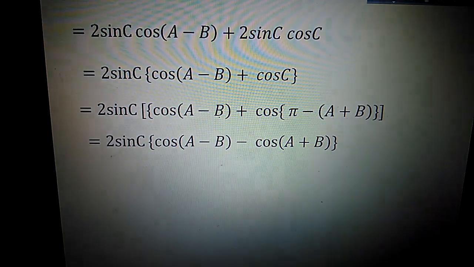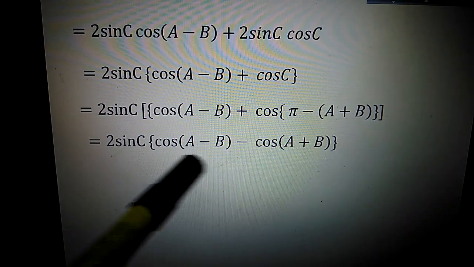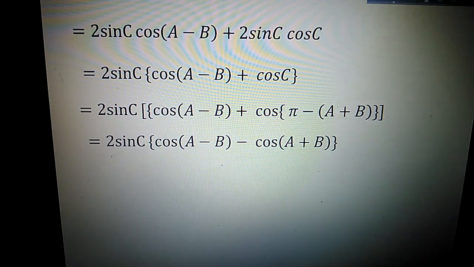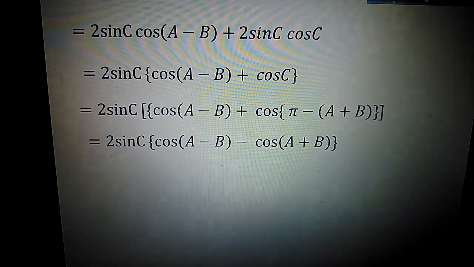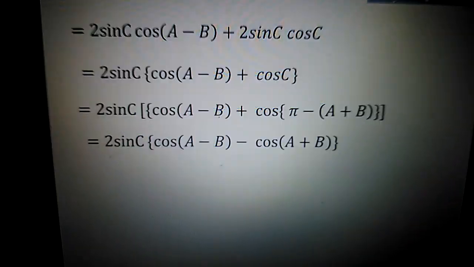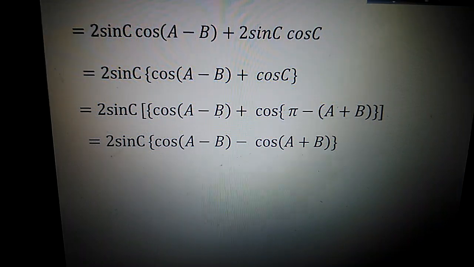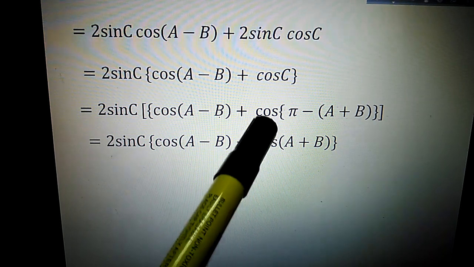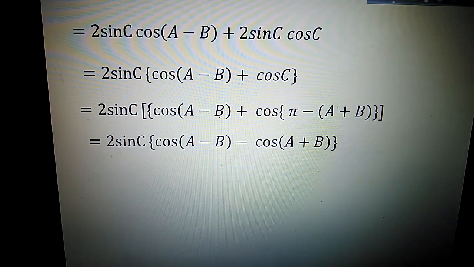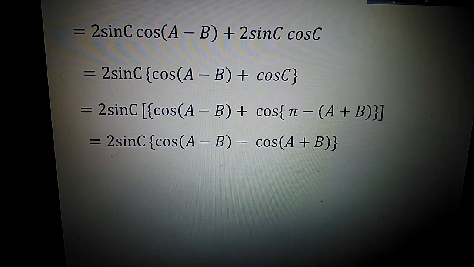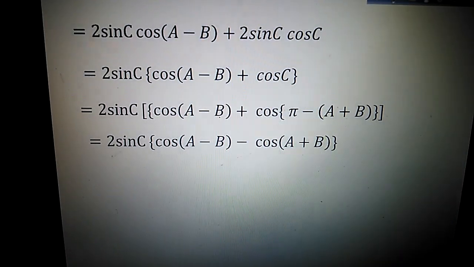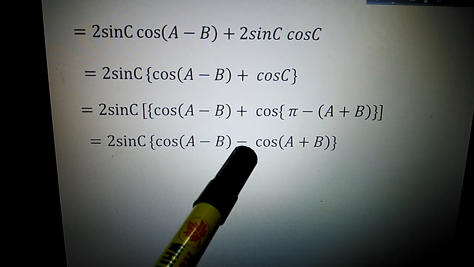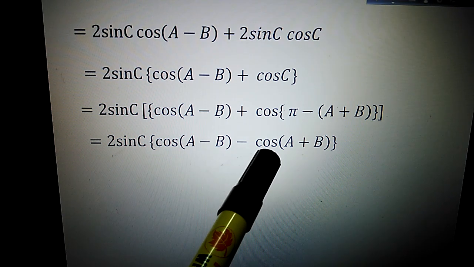These things remain constant. Just it is cos (pi minus (a plus b)). Pi means 180 degrees. Pi minus (a plus b), that means pi minus something will remain in the second quadrant, and we know the second quadrant is the negative region for cos. In the second quadrant we know that sine and cosec are only positive, and the rest of the trigonometric ratios are negative, that's why cos is negative. We write minus, instead of this plus we write minus cos (a plus b).